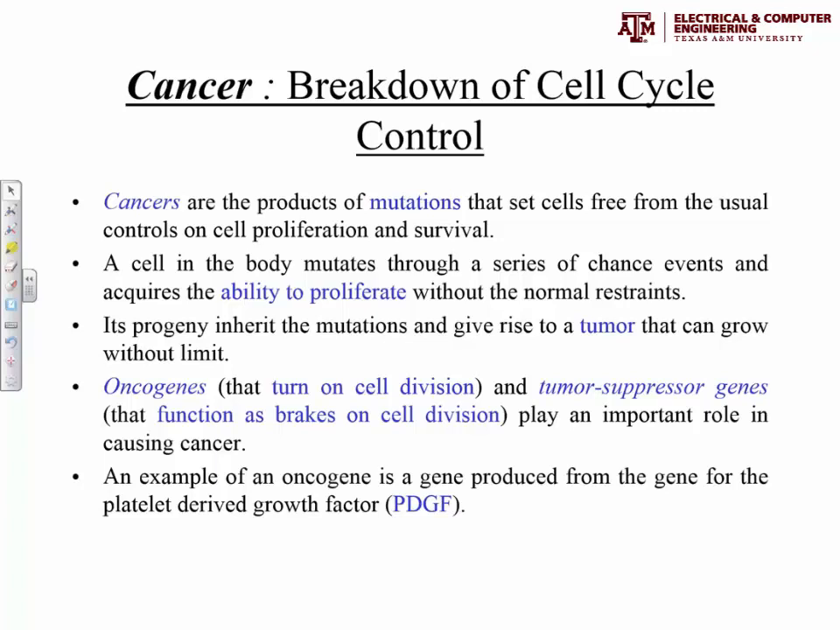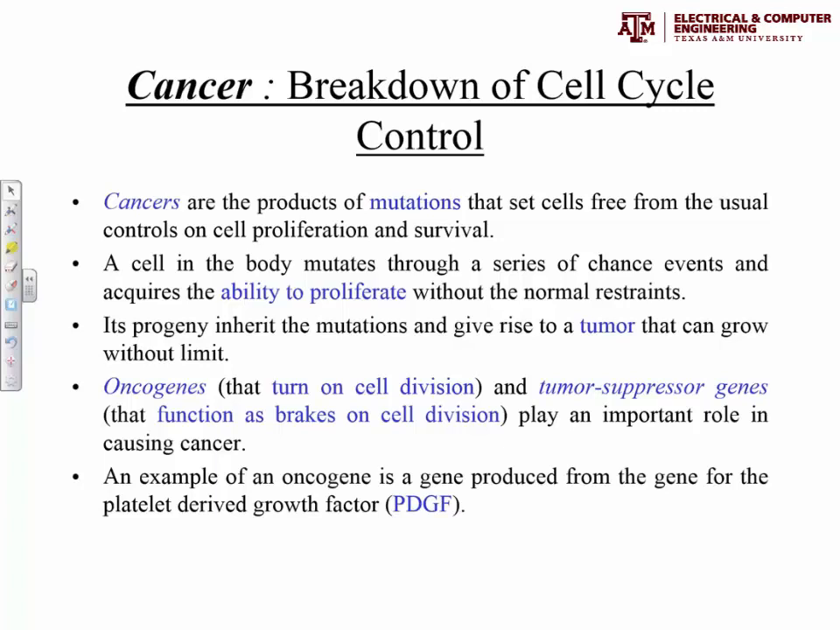So what are cancers? Cancer is like a breakdown of the cell cycle control system, right? If you're talking about a child developing in a womb, that's like stability, whereas cancer is instability, everything is messed up. Cancers are the product of mutations that set cells free from the usual controls on cell proliferation and survival. A single cell in the body mutates through a series of chance events, and it acquires the ability to proliferate without the normal restraints.